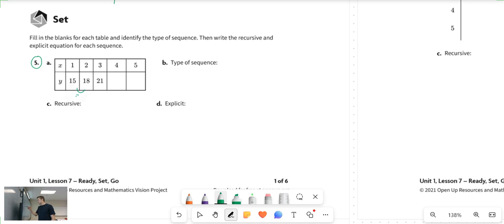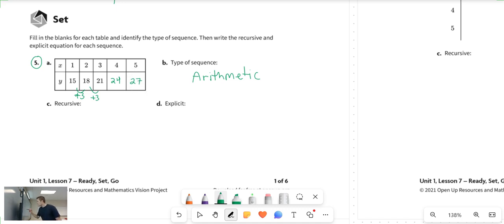Plus 3, plus 3. So this tells me the type of sequence. This is arithmetic. And then if we add 2 more, that's going to be 24 and 27.